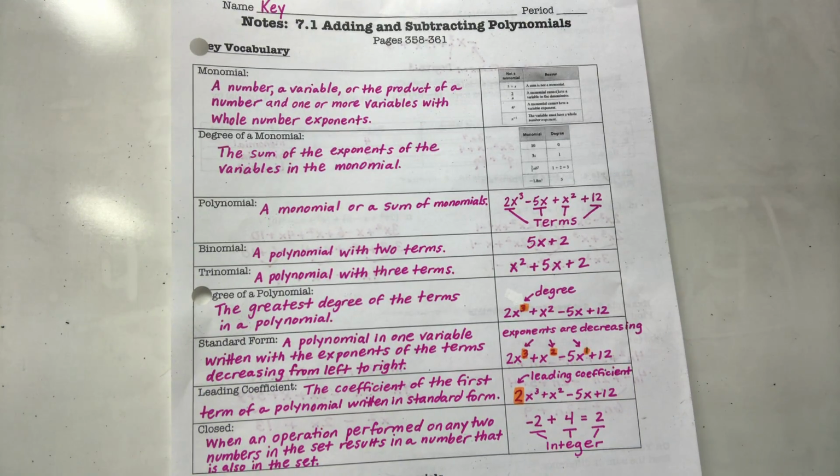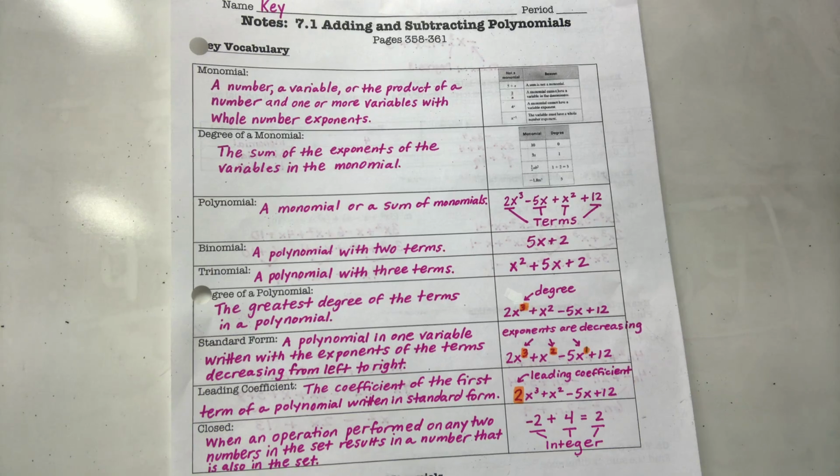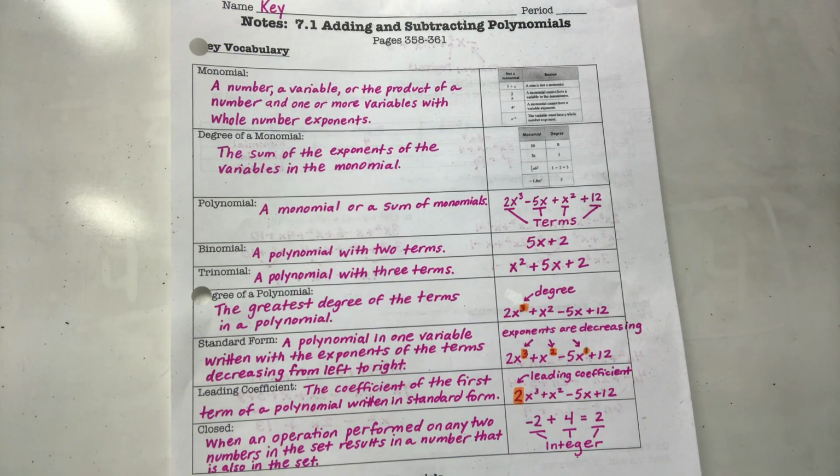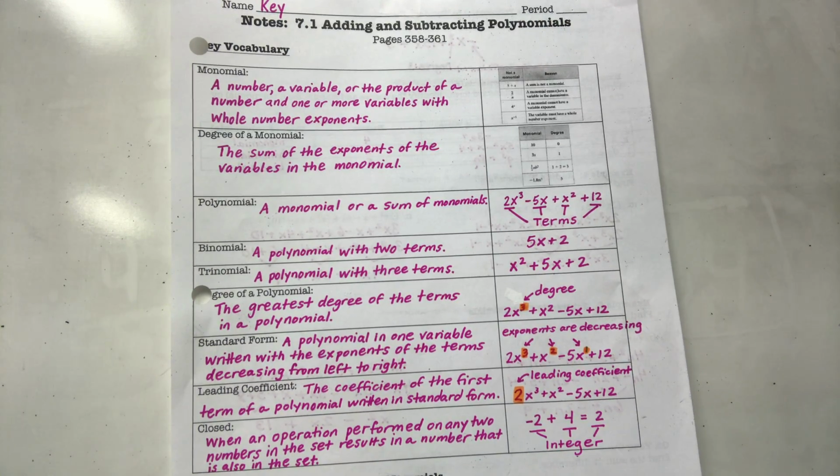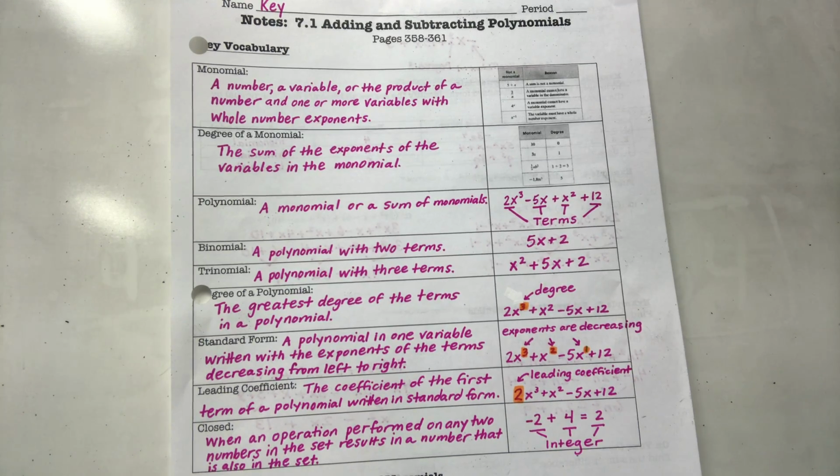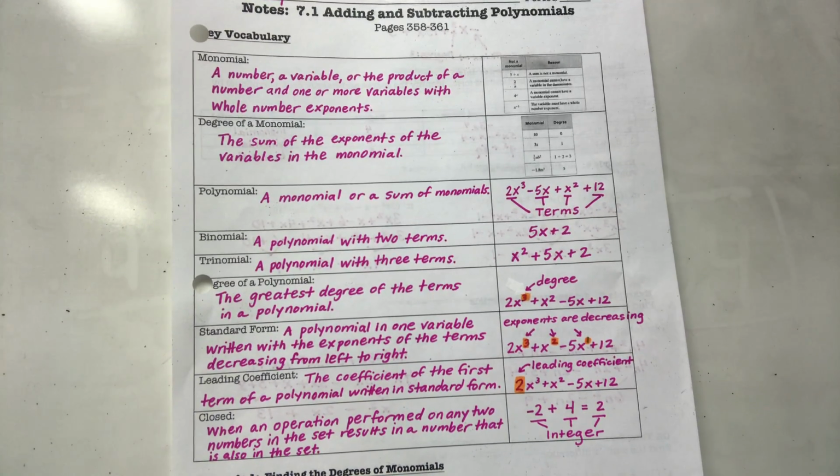A polynomial is a monomial or a sum of monomials. And remember, we can take any subtraction problem and change it into an addition problem and make it a sum. So an example of a polynomial would be 2x to the 3rd power minus 5x plus x squared plus 12. Each of the individual parts of the polynomial are referred to as terms.